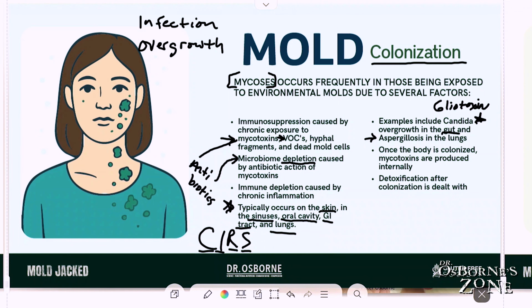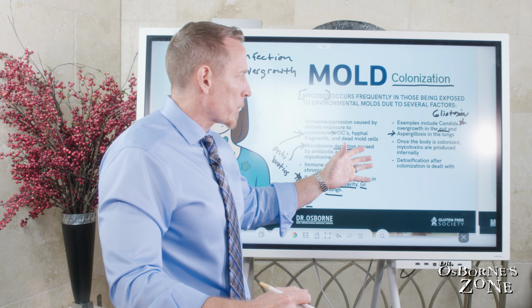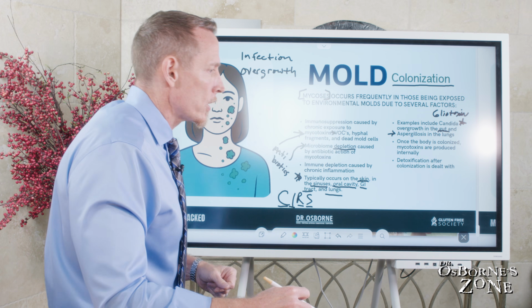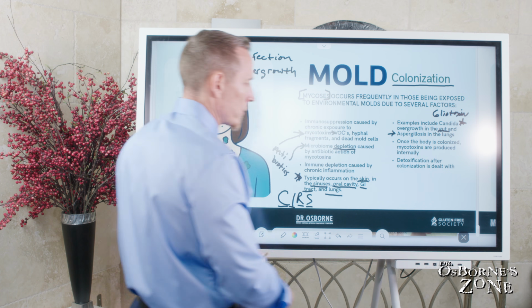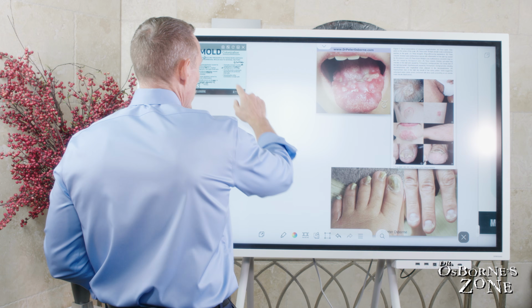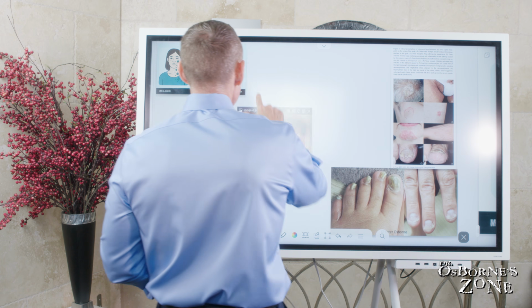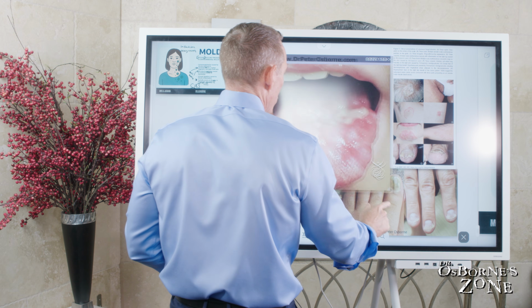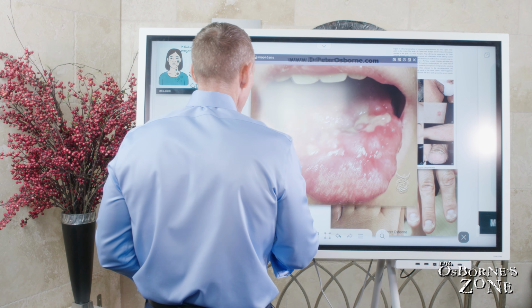We all have some candida, but sometimes it gets out of control and now it becomes problematic. But sometimes the colonization is from the mold in the external environment. So the example there would be aspergillosis, the aspergillus molds in the environment. Now, these are some pictures of what mold colonization can look like.